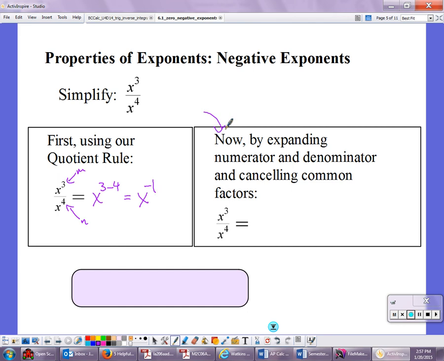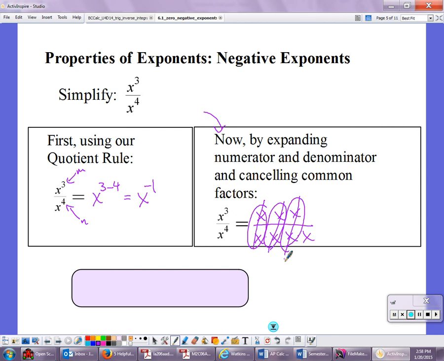When I was showing you the quotient rule, we were just factoring it all out and canceling common factors. Let's do that here with the same problem, x to the third over x to the fourth. So x to the third is x times x times x. X to the fourth is x times x times x times x. Okay, we start canceling things out. These two cancel out, these two cancel out, these two cancel out. Remember, these cancel out because x over x is 1.